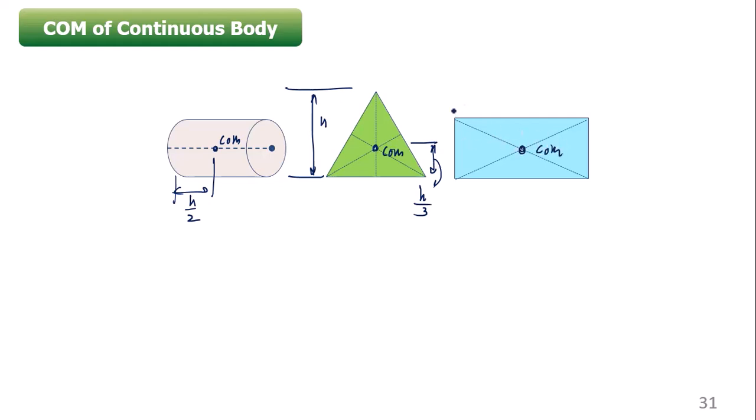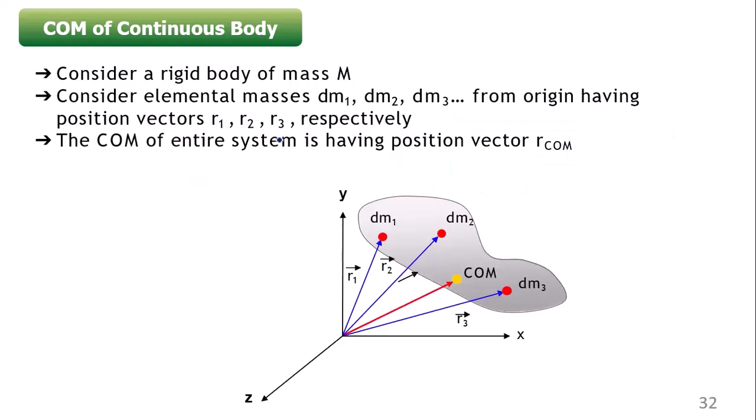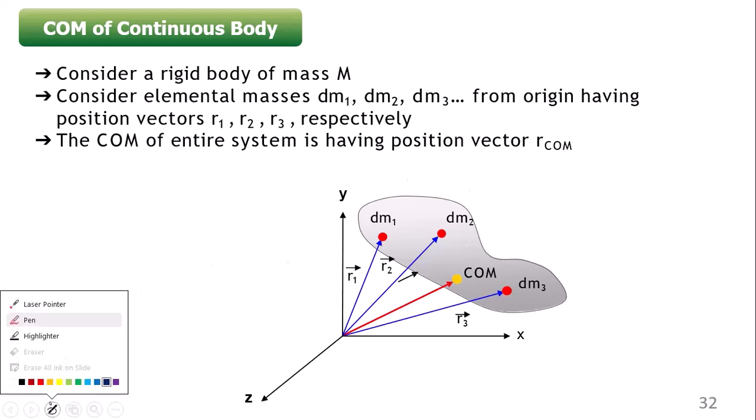That means if I say this is a by 2 and this is b by 2. What is b? b is the width and a is the length of this geometry. So these are regular shape geometries. For a regular shape geometry, the geometric center is nothing but the center of it. But whenever I go for an irregular shape geometry, that means it is not a regular one, for that I have to apply the concept of integration.